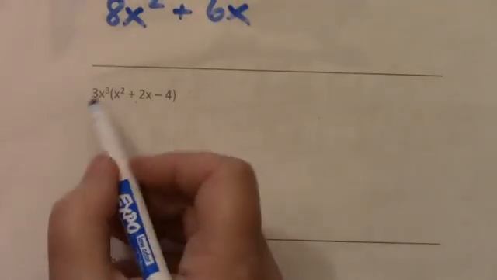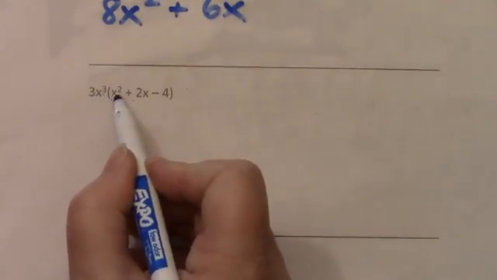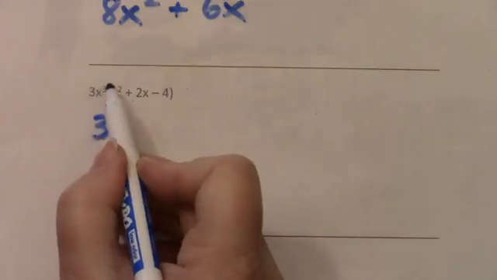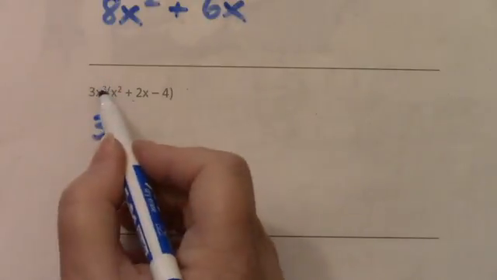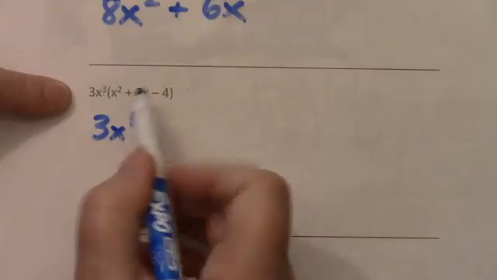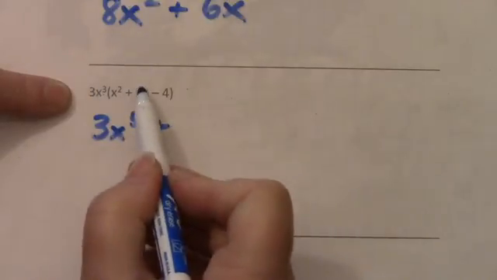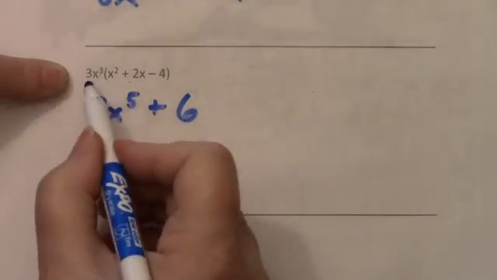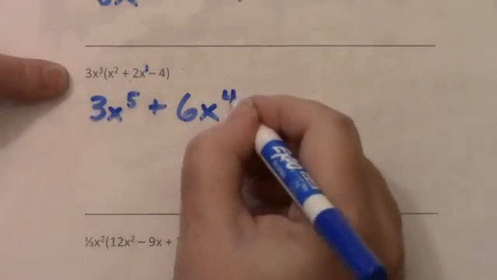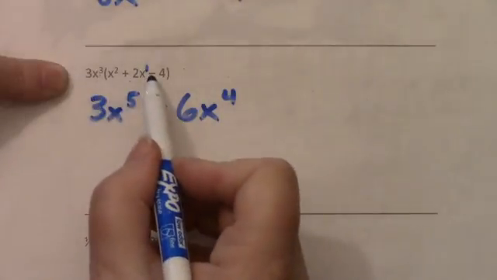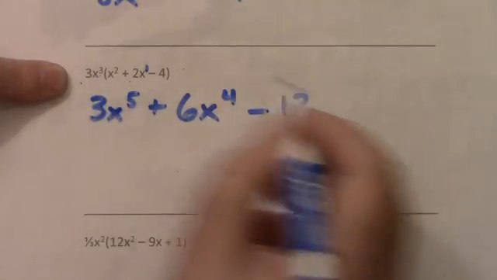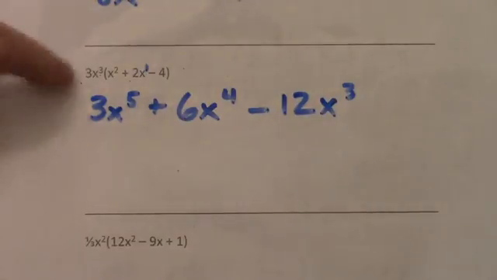Let's try the next one. 3x cubed times x squared. Our coefficients are 3 and 1, so 3 times 1 is 3. X cubed times x squared is x to the 3 plus 2 is 5. 3x to the 5th. My next term is a positive times a positive, so it's going to be plus. 3 times 2 is 6. My x's are what? 3 of them here plus x to the 1. 3 plus 1 is 4. And now I have what? A positive times a negative, so now this is going to be minus 3 times 4 is 12, and I keep my x cubed, just like that.